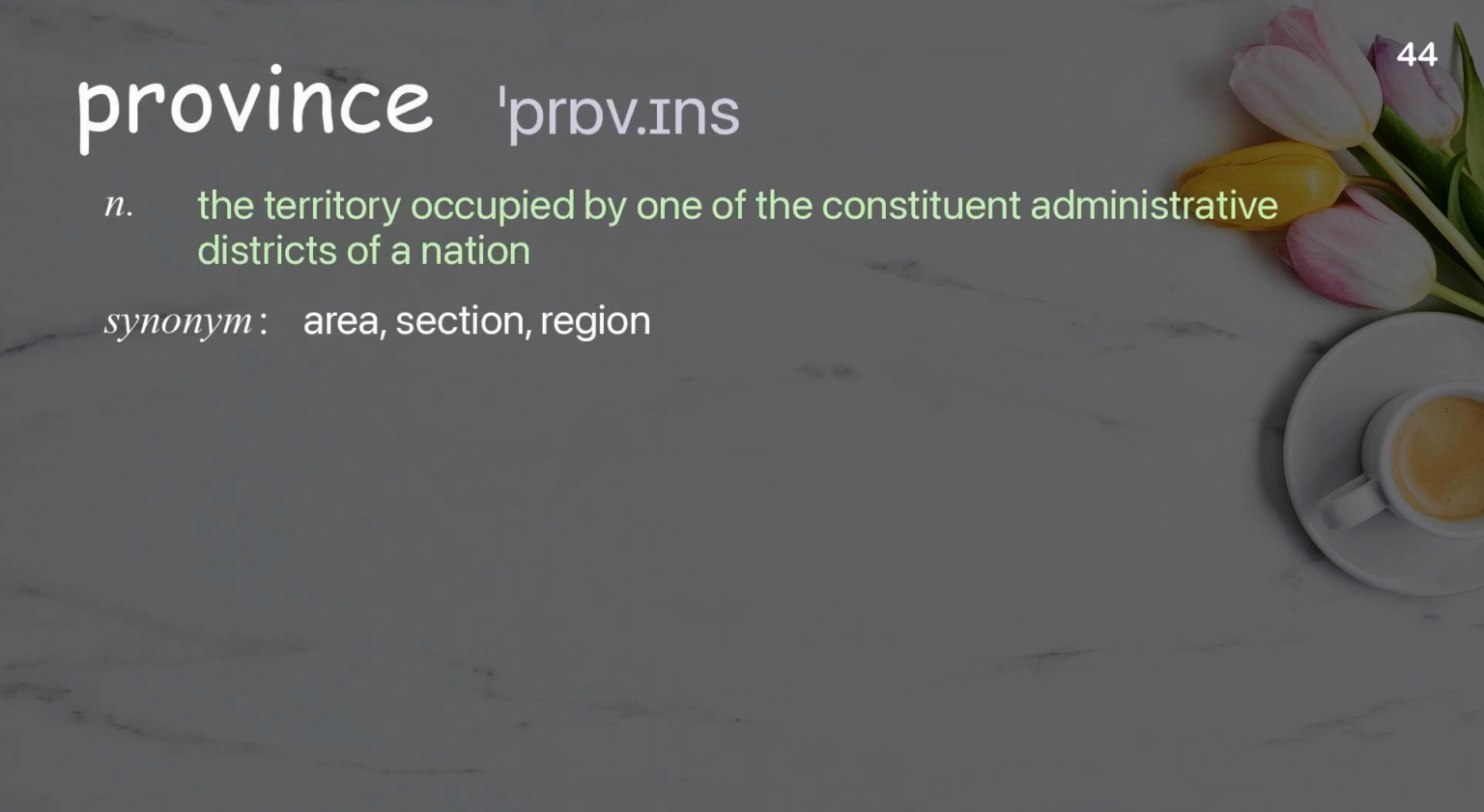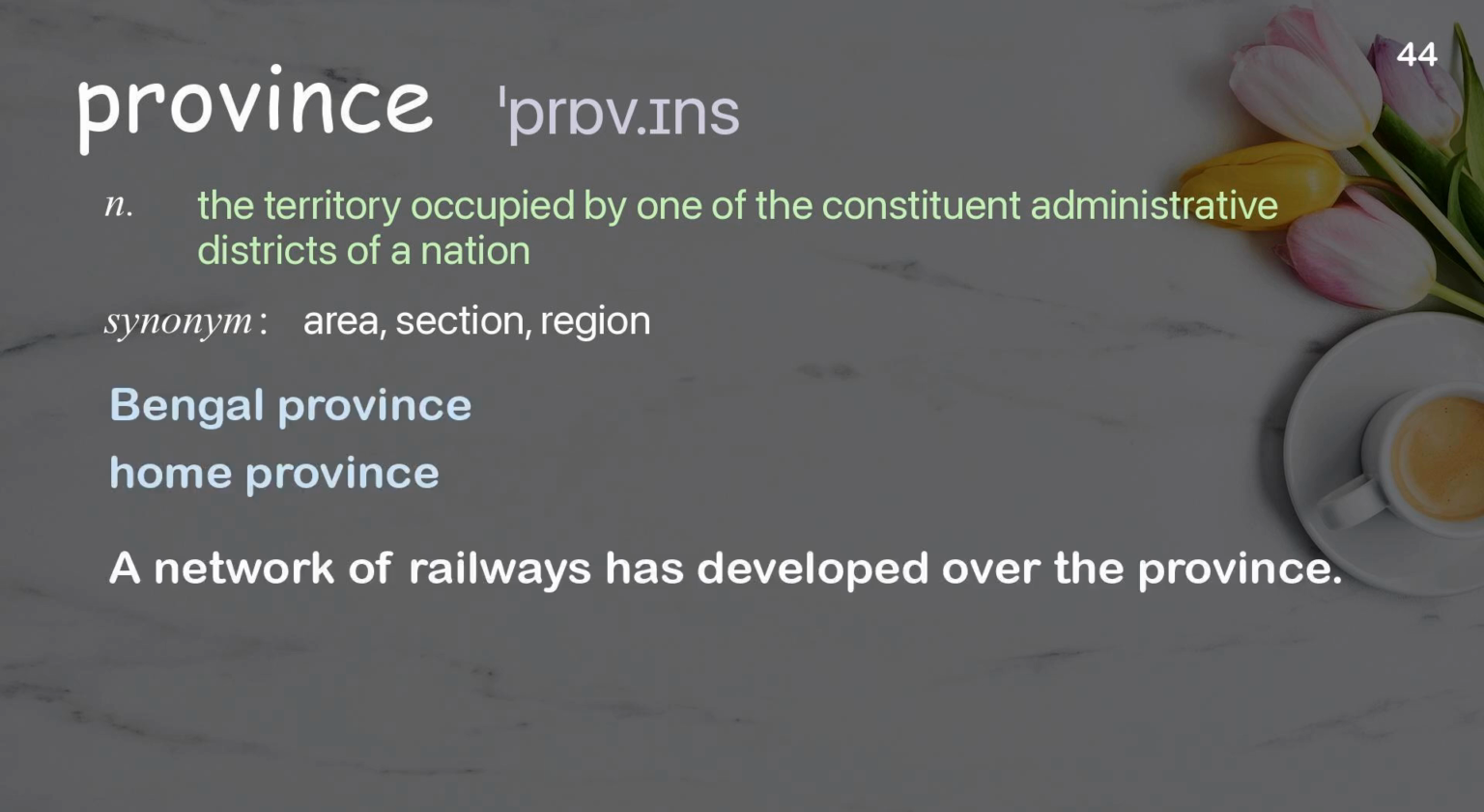Province. The territory occupied by one of the constituent administrative districts of a nation. Examples: Bengal Province. Home Province. A network of railways has developed over the province.